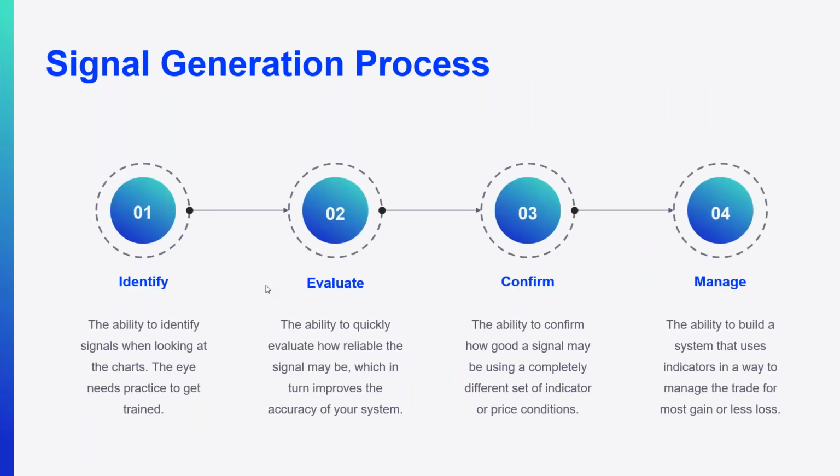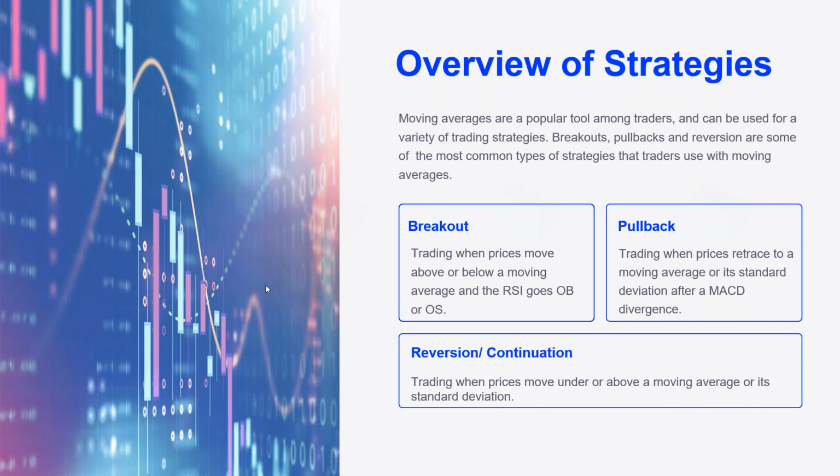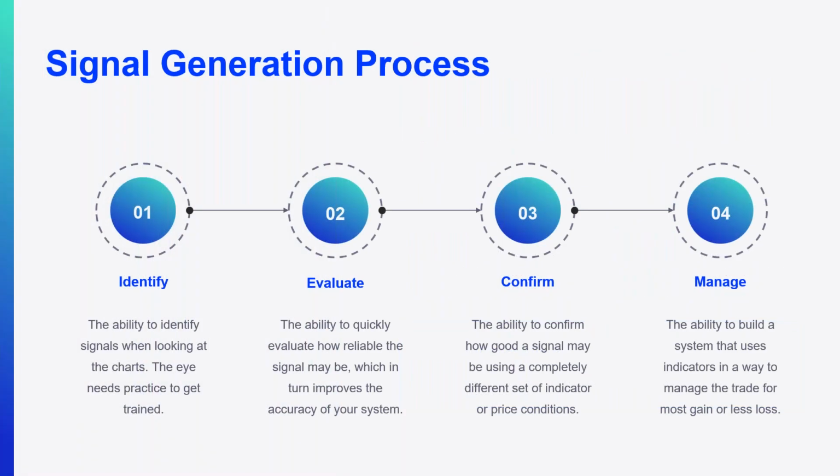Now, the generation process, as always: identify, evaluate, confirm, and manage. Identify is the ability to identify signals when looking at the charts. The eye needs practice to get trained. Practice. Evaluate, quickly evaluate how reliable the signal may be, which in turn improves the accuracy of your system.